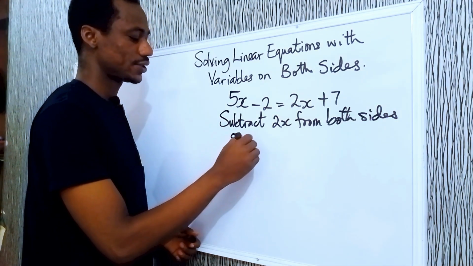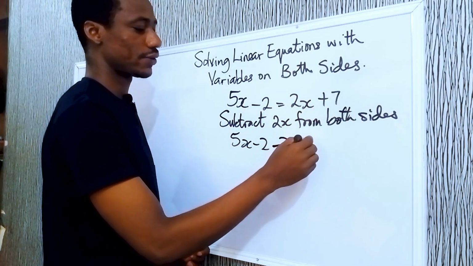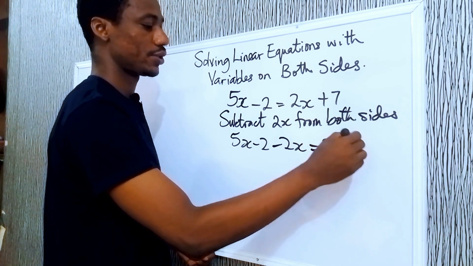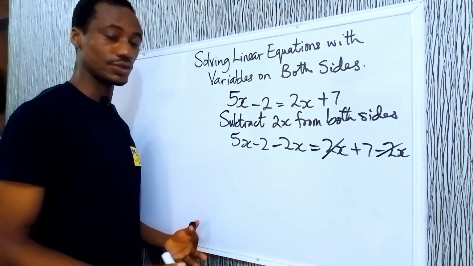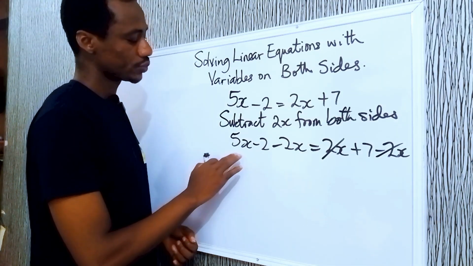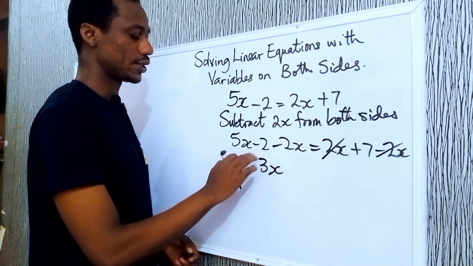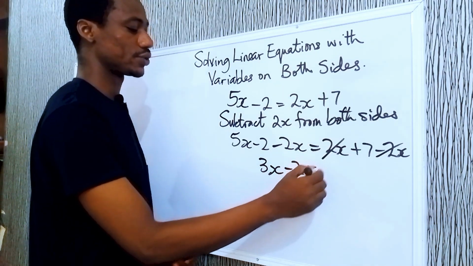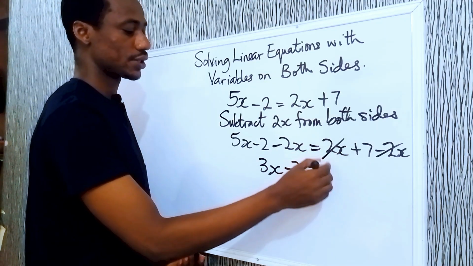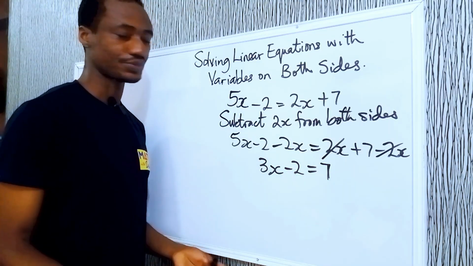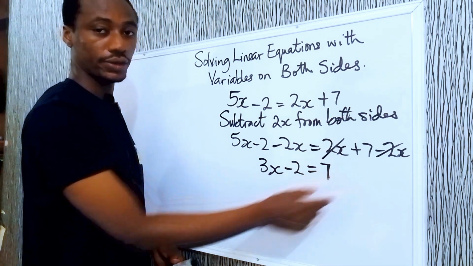So we have 5x minus 2 on this side, then we'll subtract 2x, and on this side we have 2x plus 7, we subtract 2x. So 2x minus 2x is gone on that side, and here we have 5x minus 2x, which gives us 3x, and we still have the minus 2 on this side of the equation. So we have 3x minus 2, and on the right hand side we have plus 7. So we have to take these two to the other side.